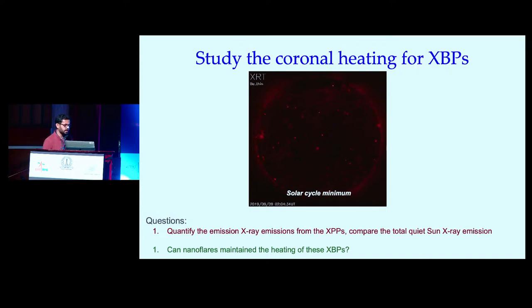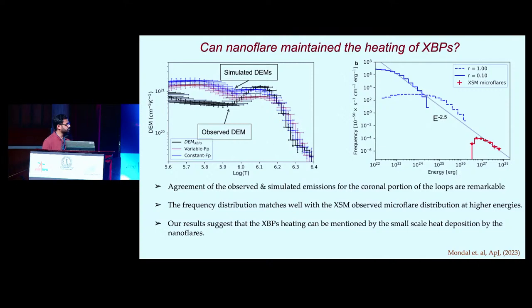For that, we combined the X-ray observation of XSM with UV observation available from other observatories. We derived the differential emission measure, which is basically the measurement of the plasma emission at different temperatures. Here, this black color represents the observed DEM. From this, we estimate that more than 80% of the hot emission is coming from these X-ray bright points.